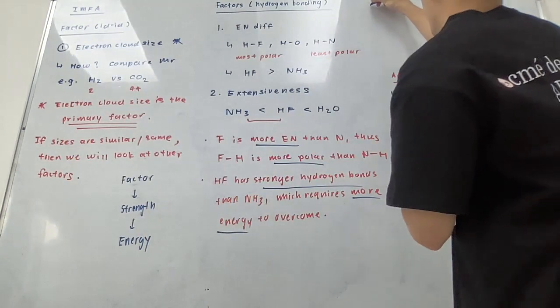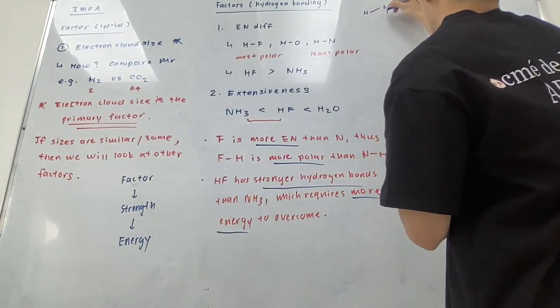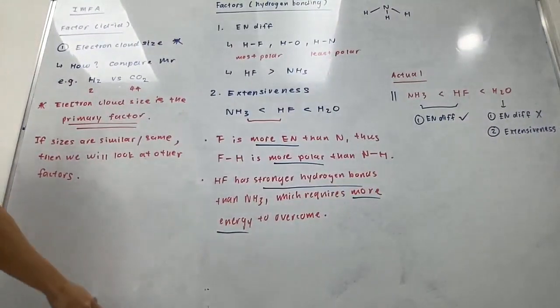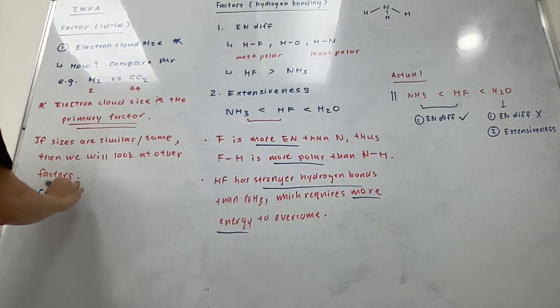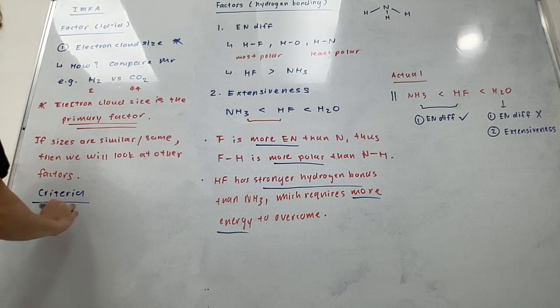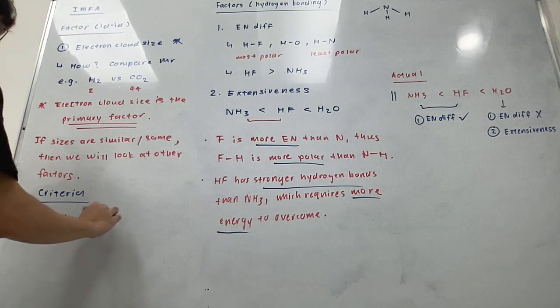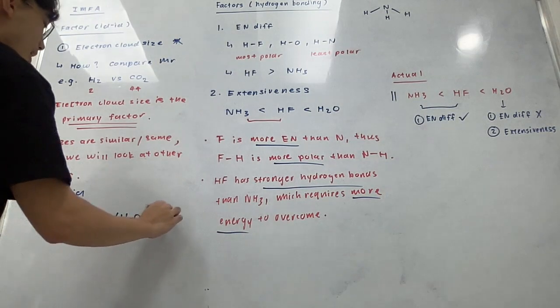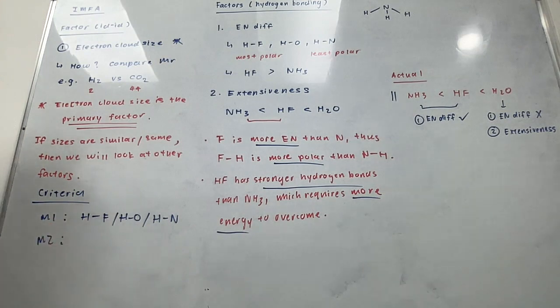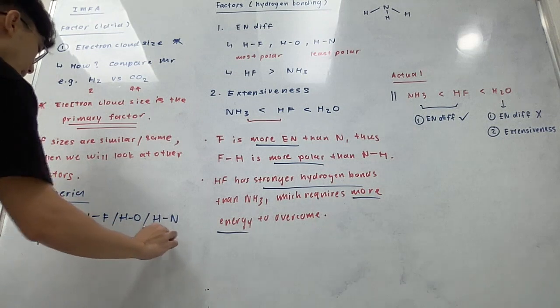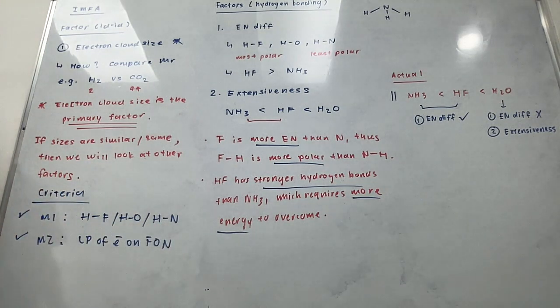Let's look at NH3 first. And I want you guys to recall the two criteria for hydrogen bonding. Can you remember what the two criteria are? Molecule 1 must have what? Good. H must bond to F or to O or to N. What's the second criteria? Lone pair of electrons on it. Yes. Remember, you must have both of these criteria to form one hydrogen bond.